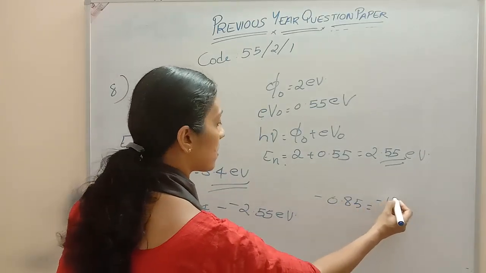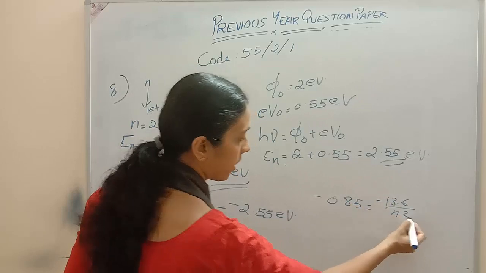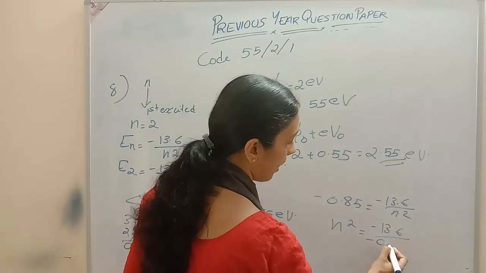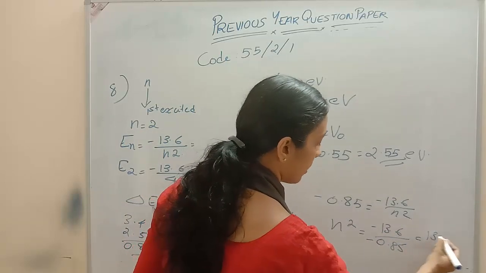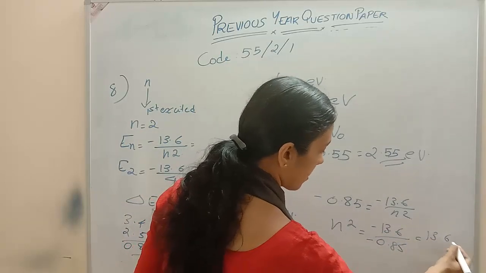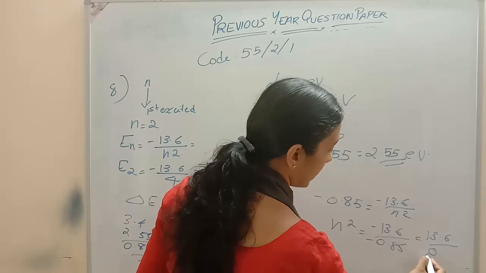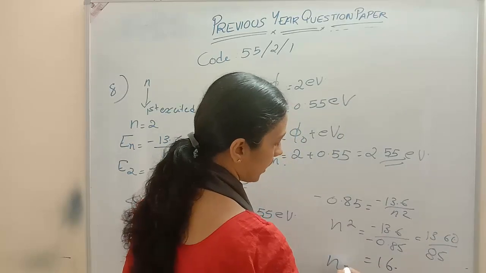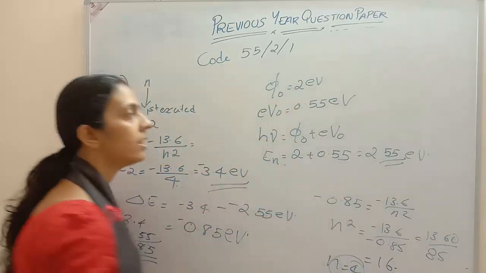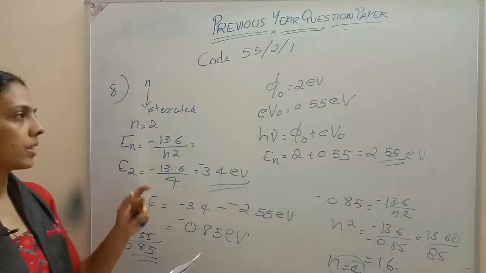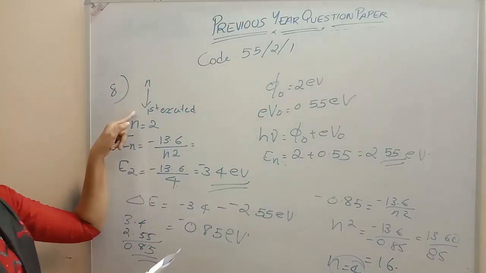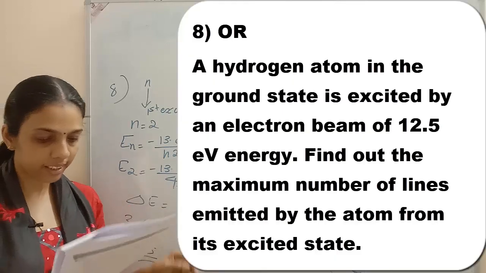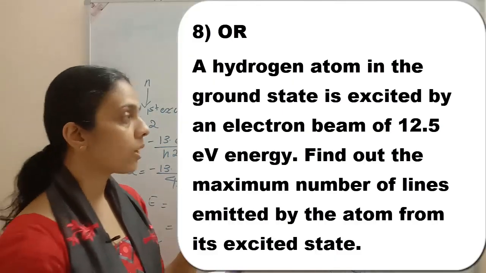So minus 0.85 equals minus 13.6 divided by n square. So n square equals 13.6 divided by 0.85, that's 13.6 divided by 85. So here you will get 16, so n you will get as 4. Okay, this is how we find it, from the nth excited state to the first excited state. Okay, clear? So the next one is an OR question.